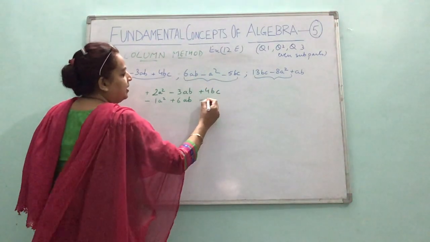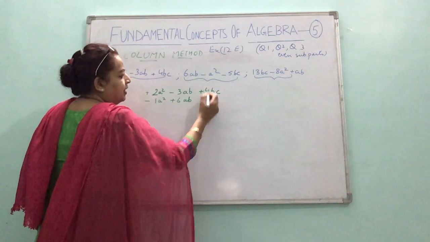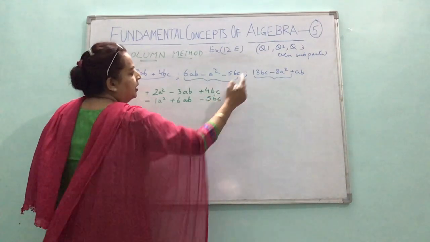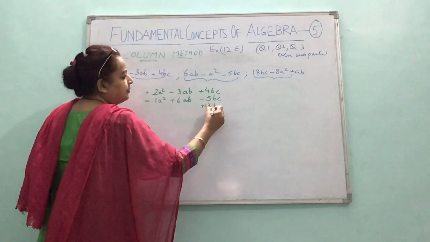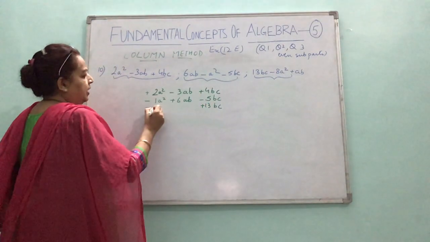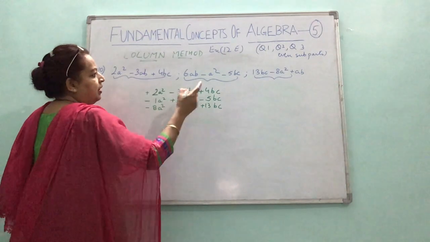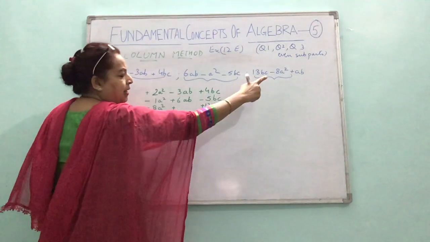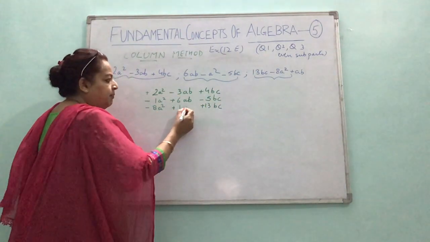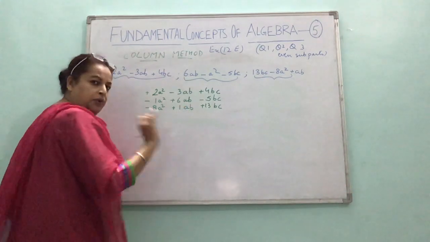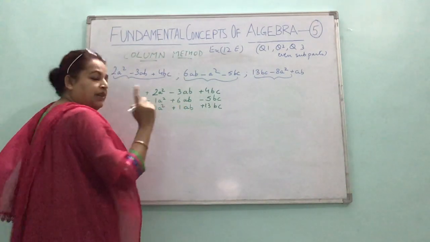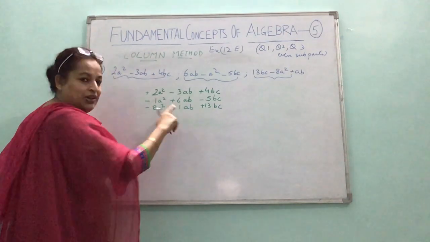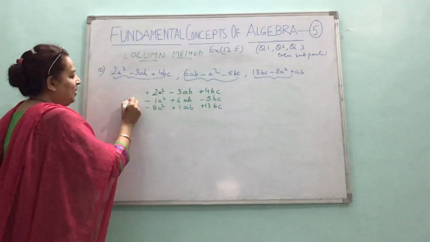Minus sign underneath sign, integer underneath integer, plus 13bc, minus 8a square plus again ab. Now if you have any difficulty, put 1ab. No problem, if it is easier, you put it. Otherwise you have to keep in mind that there is 1 out here, not 0, right? Plus, we are adding.